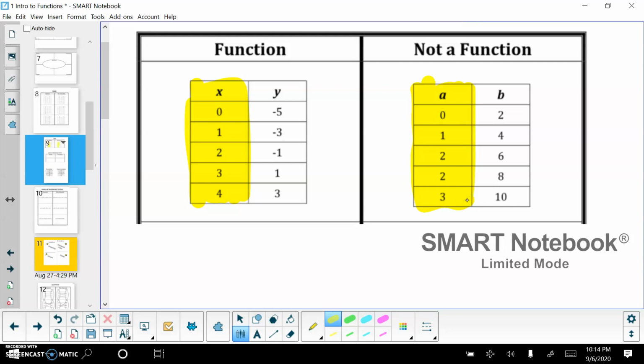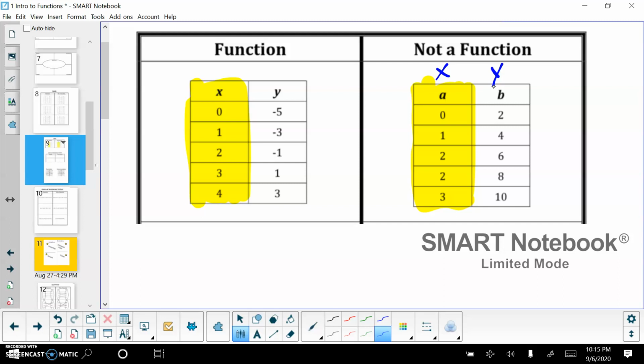So as far as a function goes, what controls a function is the domain or the x values. And I know on the second table it doesn't say x and y, it says a and b, but that is literally the same thing as x and y. They can use any letters that they want. The x is the first letter, it's the domain, it's the independent, it's what controls it.